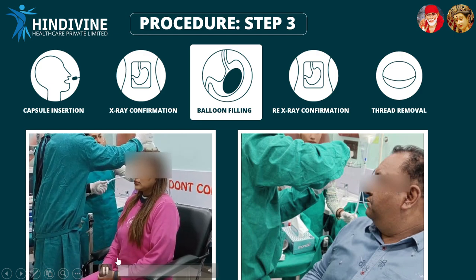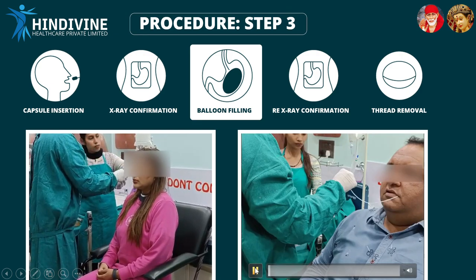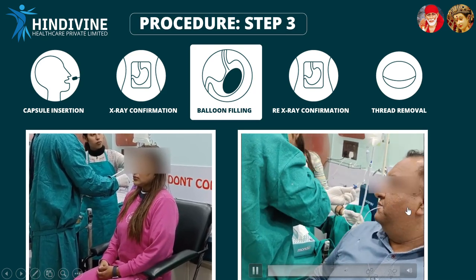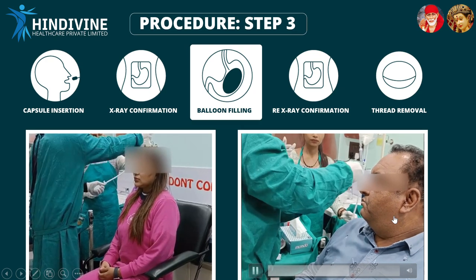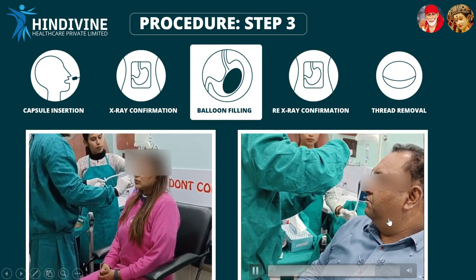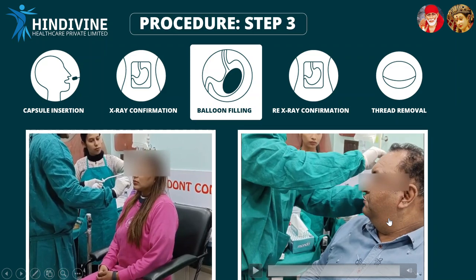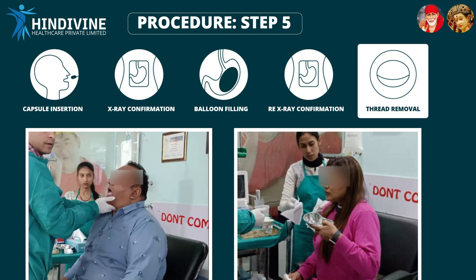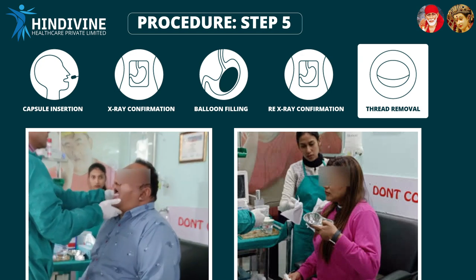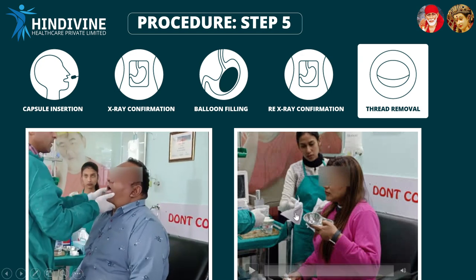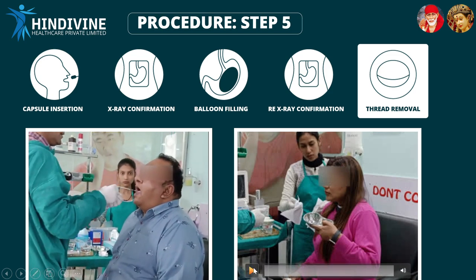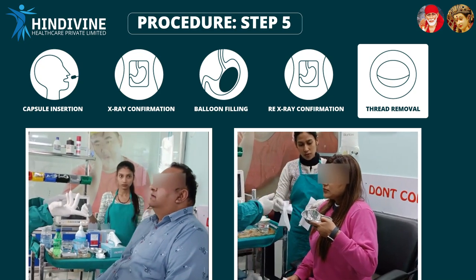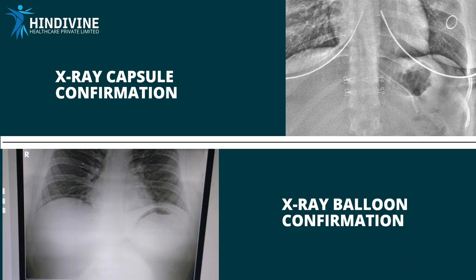Step 3 is filling the capsule to make it a balloon with the filler liquid which comes with the pack. It takes 4 to 5 minutes. This is step 3. Step 4 is an X-ray again to check the position of the balloon, and step 5 is removal of the thread. So the whole procedure is completed in 10 minutes. So it's a very simple procedure. Okay, so this is for revision.